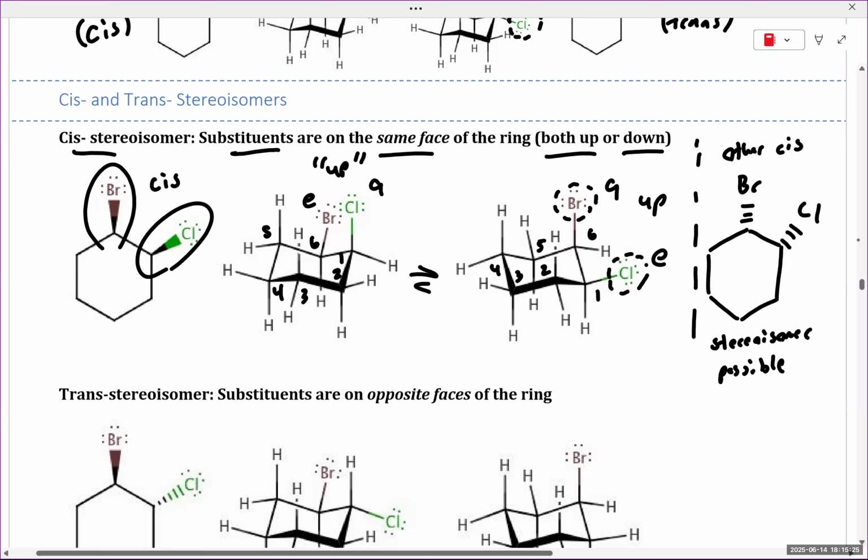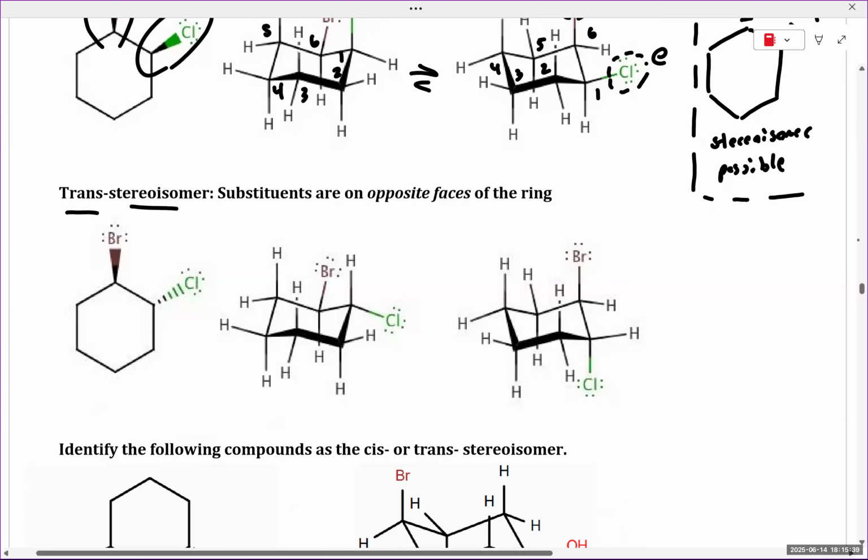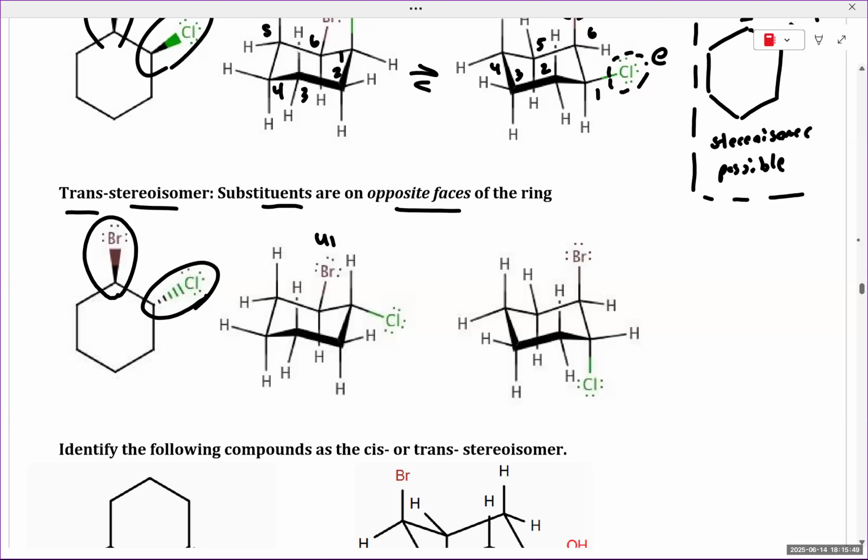We'll talk about the relationship between these two cis stereoisomers in a moment. As a preview, this is the enantiomer of this compound. The trans stereoisomer occurs when the substituents are on opposite faces. In this case, the bromine has a wedge, the chlorine has a dash. The bromine is pointing up in the equatorial position. The chlorine is pointing down in the equatorial position.